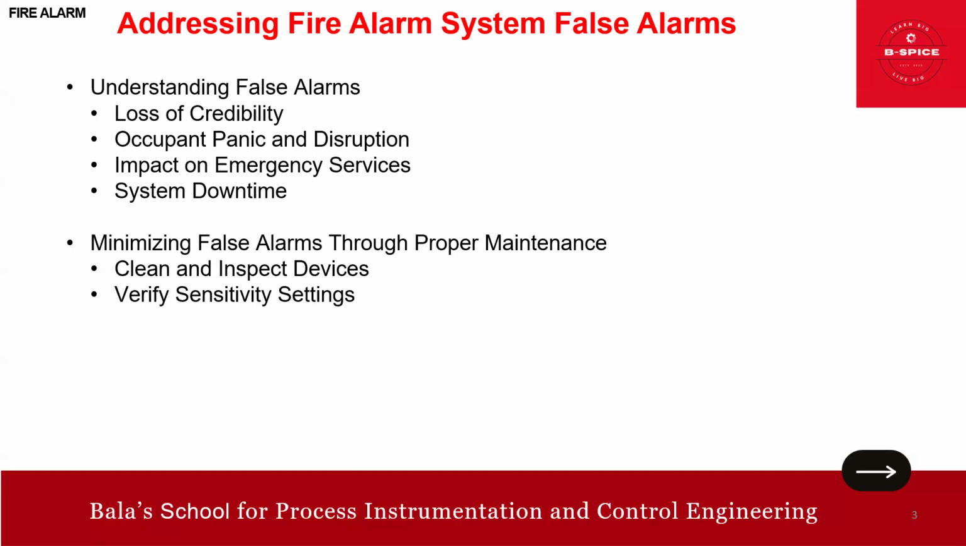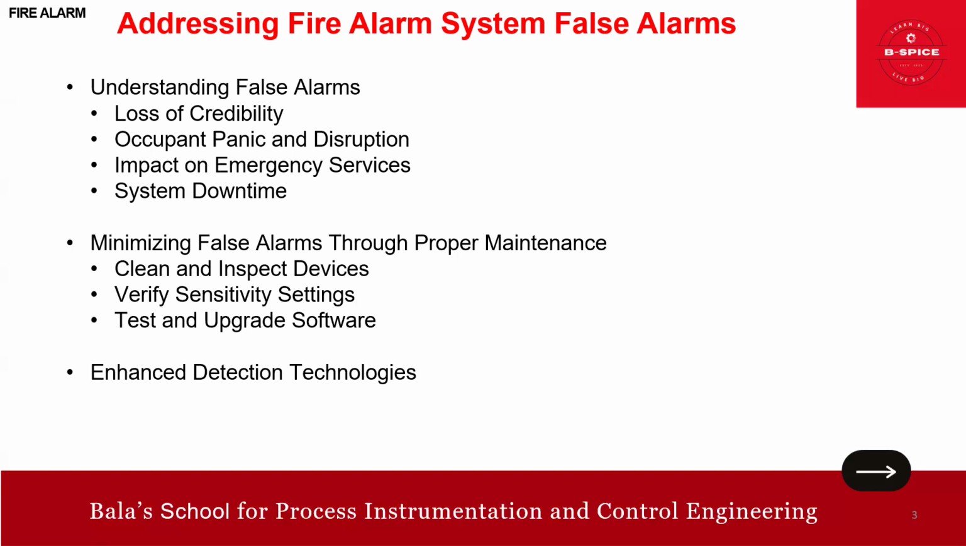Second, verify sensitivity setting. This is also very important. We need to check and adjust the sensitivity setting of detectors in line with manufacturer recommendation. So that is the point to avoid false alarm, right? Then test and upgrade the software. Regularly test and update the fire alarm system software to address any bugs or issues that could lead to false alarm. So these are all the areas where we can minimize the false alarm through maintenance, right?